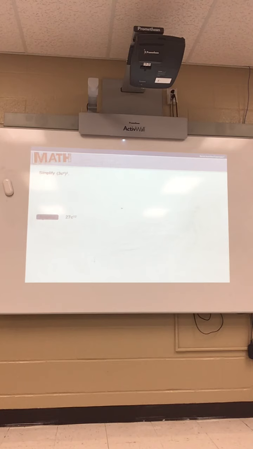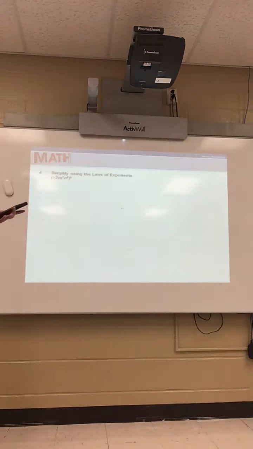Okay, that 3 gets distributed to the 3 and the c to the fourth power. Okay, so 3 times 3 times 3 is 27. And then 4 times 3 is 12, so you put that on top of the c. Okay?